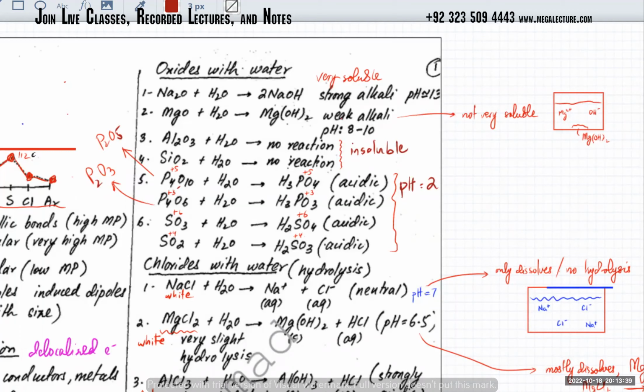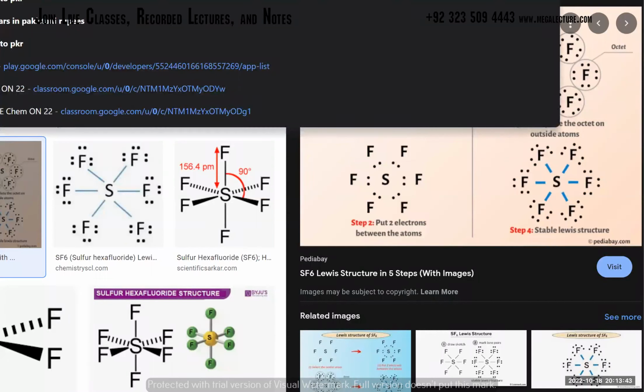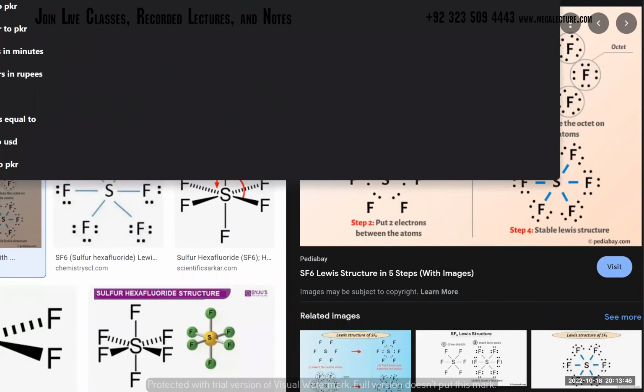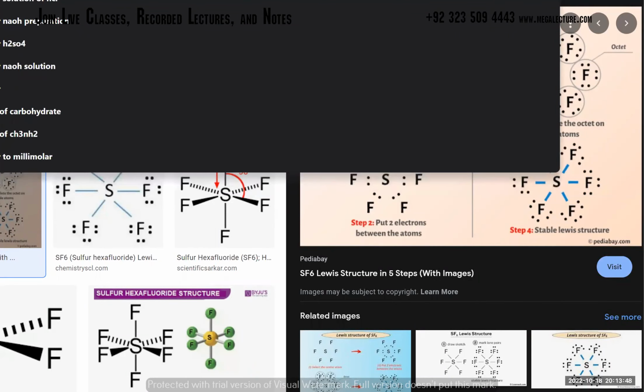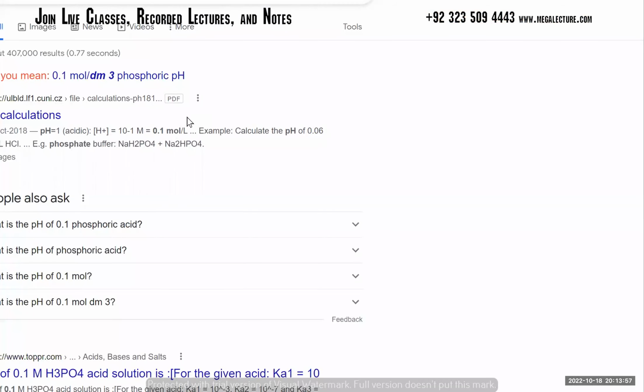Actually, let's check one second. As for pH, remember, it depends on concentration, so the pH could vary. You learn about calculating pH in A levels. So if it's 0.1 mole per dm cube phosphoric acid, what is the pH of that? That's probably going to be 1. Let's check.